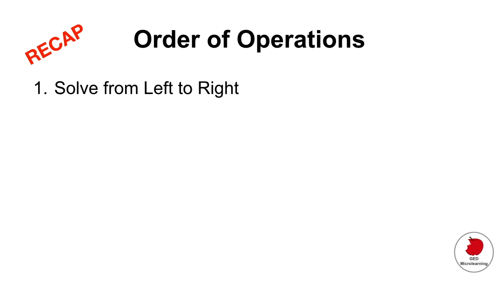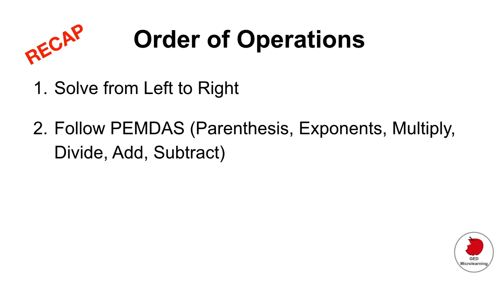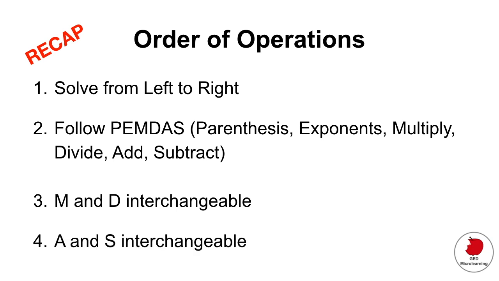Just to recap, we always solve from left to right. Then we follow this acronym called PEMDAS, where the P stands for first solving things inside parentheses, then things with an exponent, then multiplication, division, and adding or subtracting. And remember that you can either multiply or divide, or you can divide or multiply, so they're interchangeable. Same thing happens with adding and subtracting. You can add first and then subtract, or you can subtract first and then add.